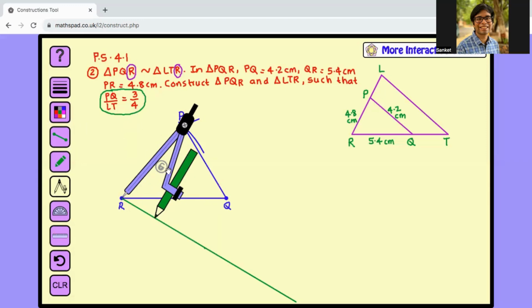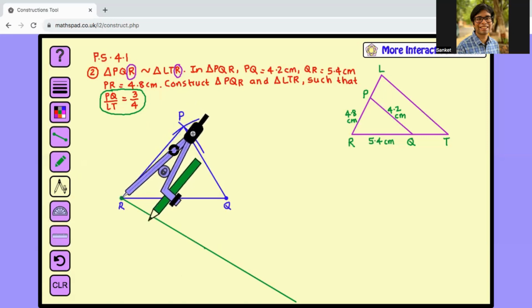I'm again repeating, we are going to make a few marks on this line. How do we decide how many marks to make? I'm going to look at this ratio and pick the larger number. So 3/4, the larger number is 4. So I'm going to make 4 marks. So I'm going to fix any distance in my compass. You can take any distance, keep the distance same, and I have to make 4 marks.